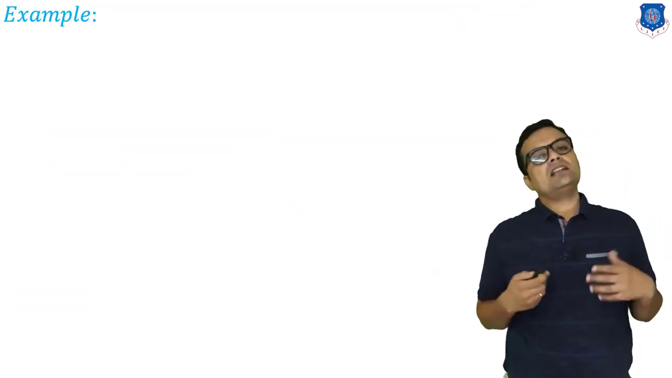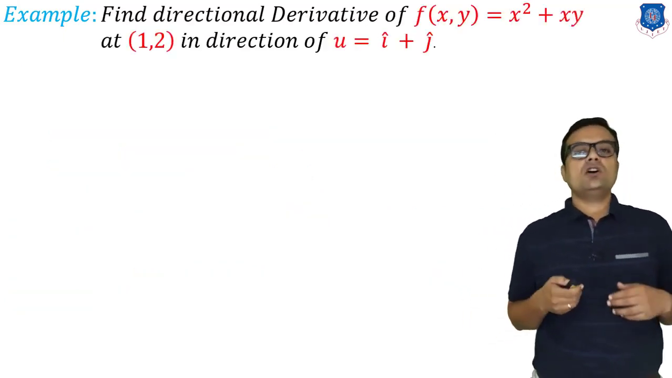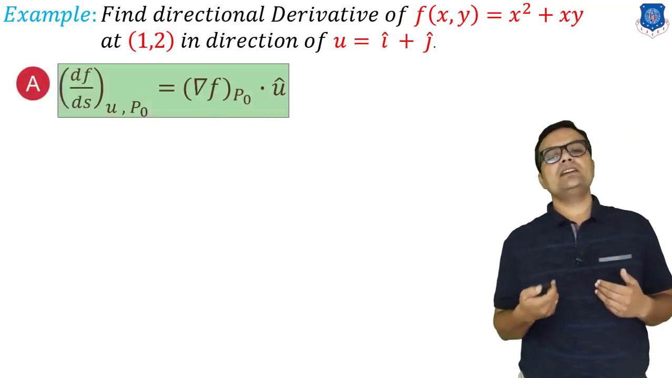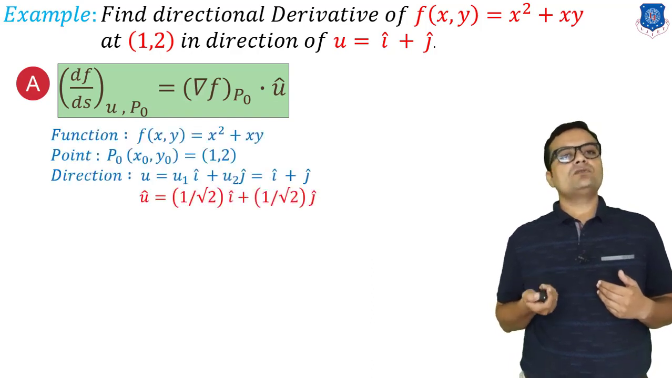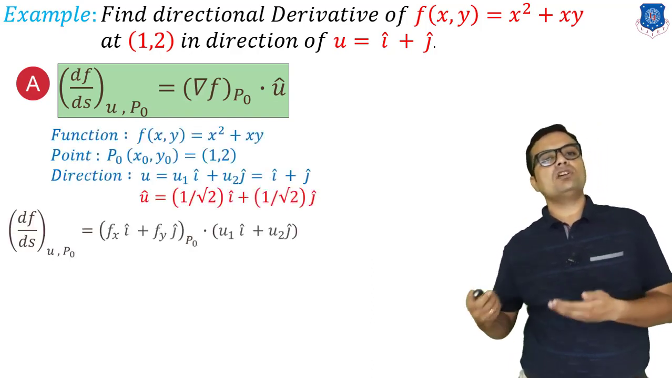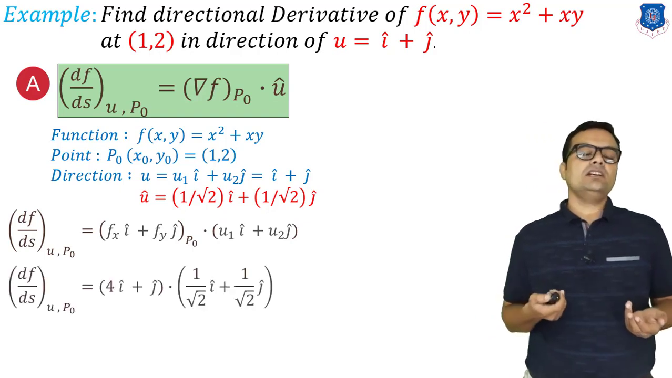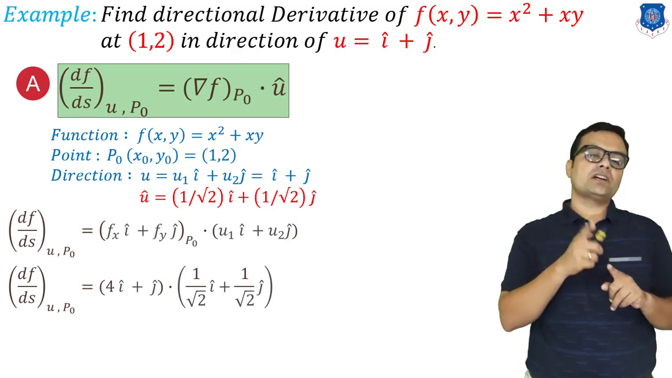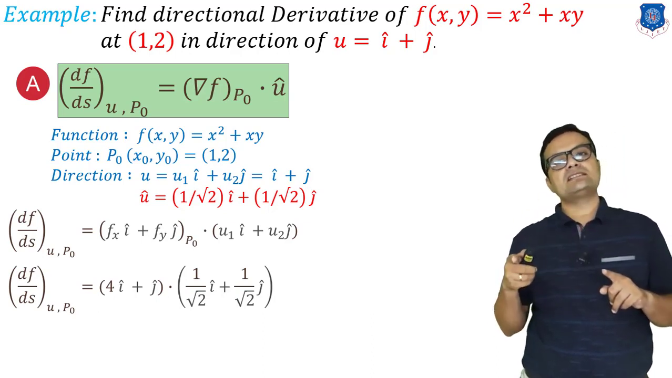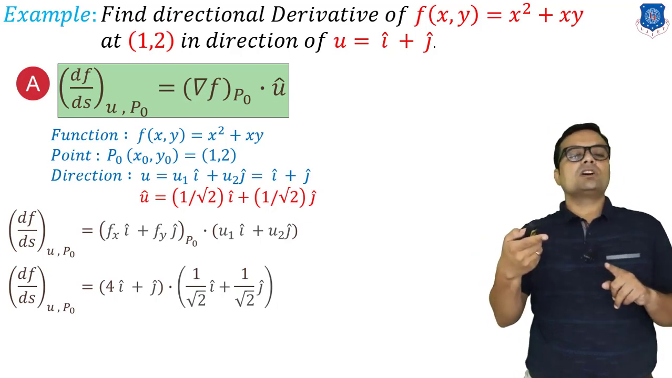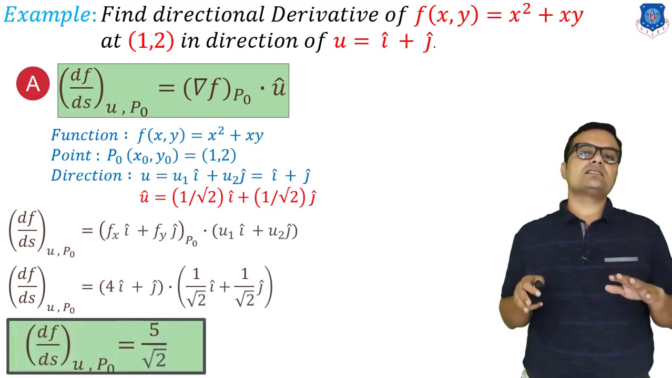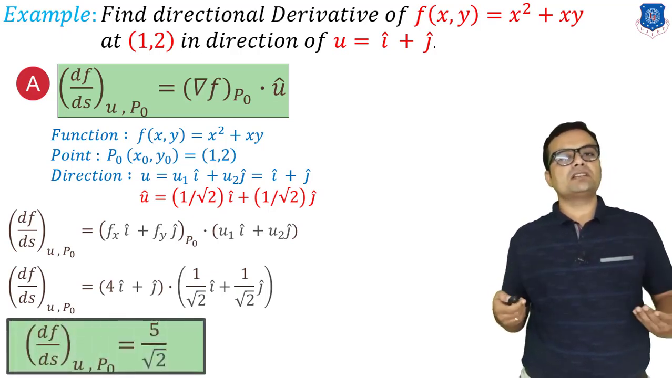Now let us consider another method to find the same solution. Now I will focus on the method which is defined with the help of the gradient of the function. For that I need to find the gradient of the function, and in the dot product I will take the unit vector along the given direction. So for the gradient of the function I am taking x square plus xy, differentiating it partially with respect to x, so it will give me 2x plus y, and then replacing x and y with 1 and 2, it will give me 4i plus j. And again you can see here the answer is 5 by root 2. So you can select any one method from these two to find the directional derivative.